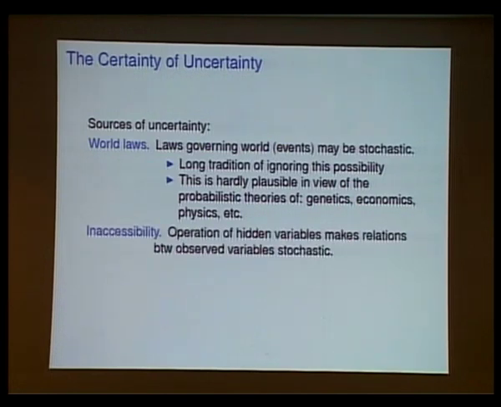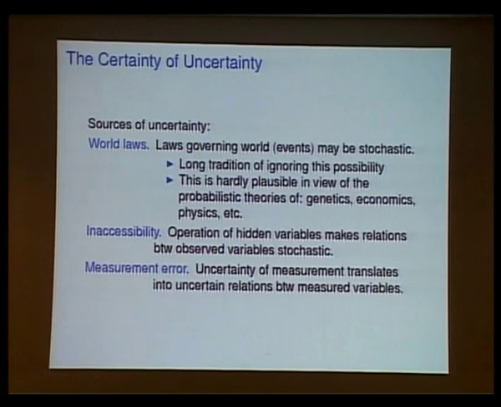Another source of uncertainty is just that our measurement apparatus is limited, or we don't even know what to measure. So there's the causal operation of features of the world that may well be deterministic, but from the point of view of what we can actually observe, behave as though stochastic. And then there's measurement error itself, which creeps into every kind of measurement.